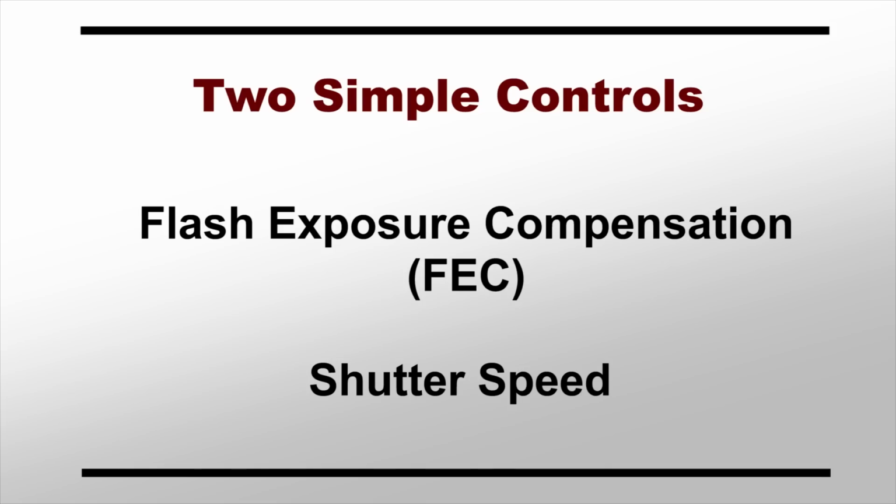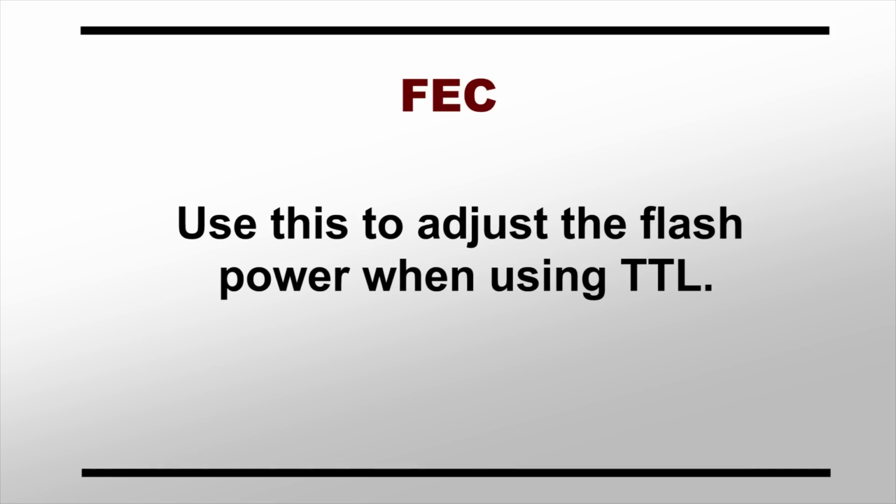Okay, even though we're using TTL, we still need some way to control our flash when it's not giving us the output we want. We want to control the look of the ambient light in the room too. We've got 2 controls on our camera that can make doing all of this really easy. That's flash exposure compensation and shutter speed. And these should be the main controls that we use if we need to make any adjustments. We'll use the flash exposure compensation dial if we determine we need more or less power from our flash for a given shot.